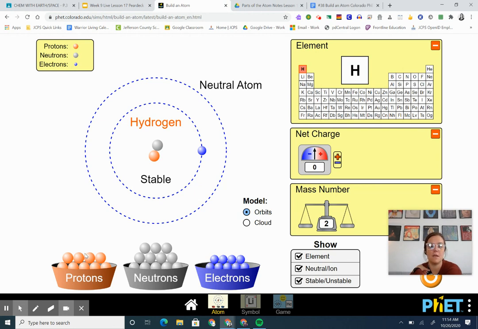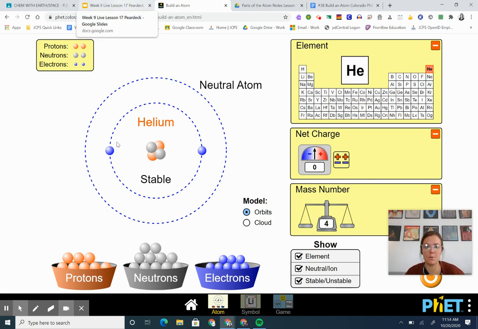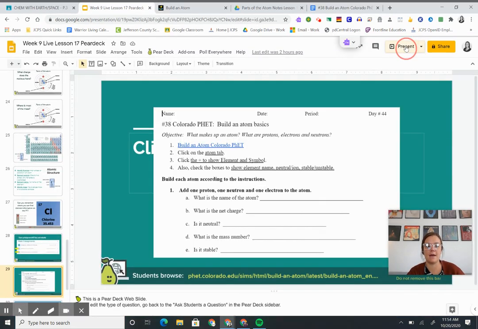Nothing has changed there. So as you go through this, you're going to notice that adding the proton will change a lot of things. It will change what element it is. It will change its charge, and it will change its mass. Adding an electron will only mess with the charge. Okay? Adding a neutron will only mess with the mass. Okay? So you are going to be building some atoms, exploring how these 3 subatomic particles affect the different parts of the atom.